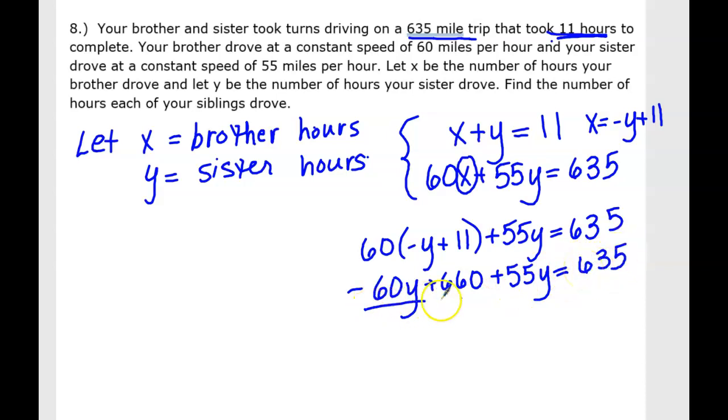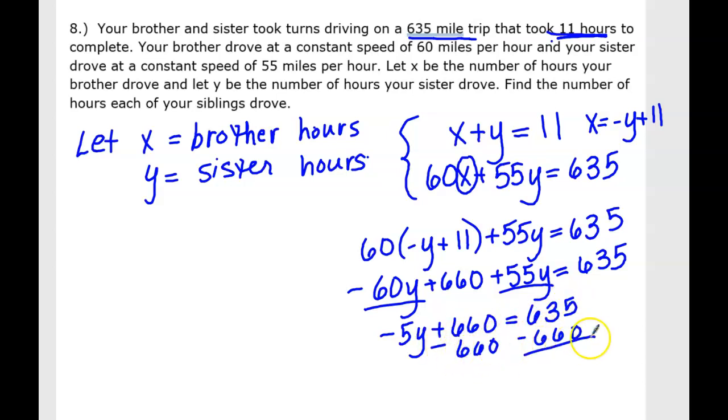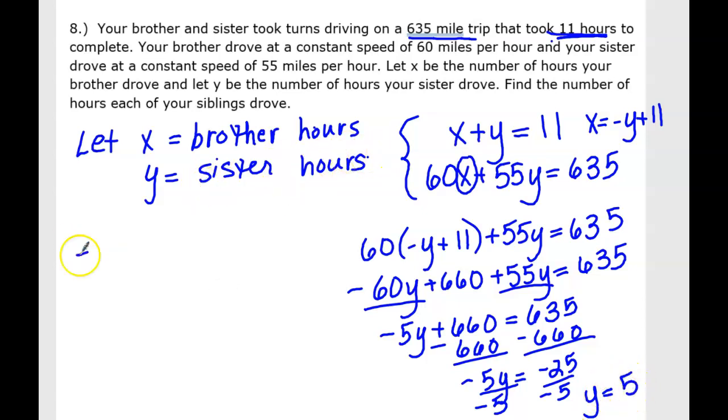All right, I'm going to combine my like terms. So I have negative 5Y plus 660 is equal to 635. Now I'm going to subtract the 660 from both sides. Okay, and when I do that, negative 5Y is equal to negative 25. I divide by negative 5, and my Y is going to be 5. So I know my Y is sister hours, so 5 hours for sister. Okay, because we're finding out the number of hours each drove.